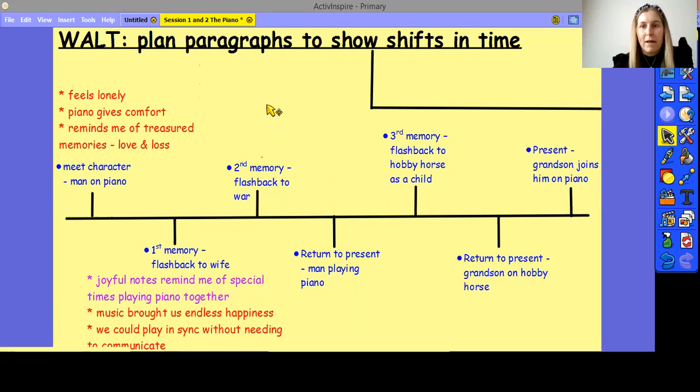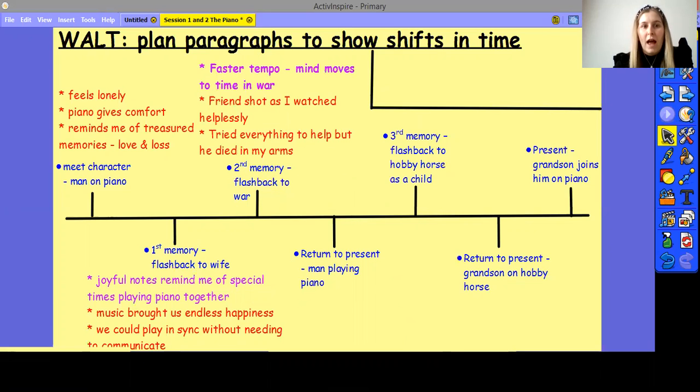So here are some ideas for what I might write in this paragraph. I'm now going to use the faster tempo or speed of the music. My mind moves to the time when I was in war. So it's as if the music is controlling the memories, and when the music changes and becomes faster, that triggers the new memory in my mind.